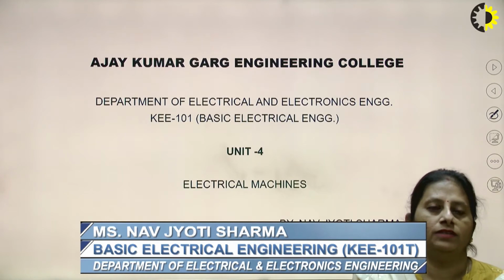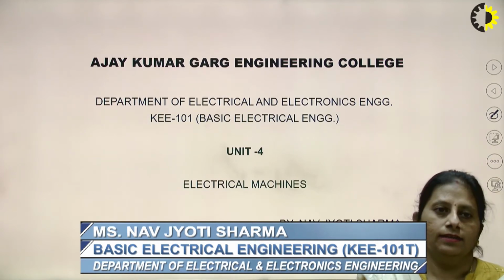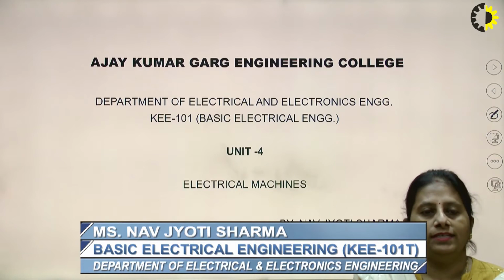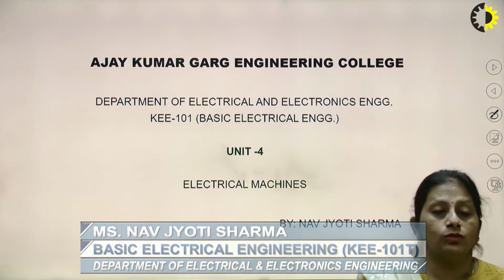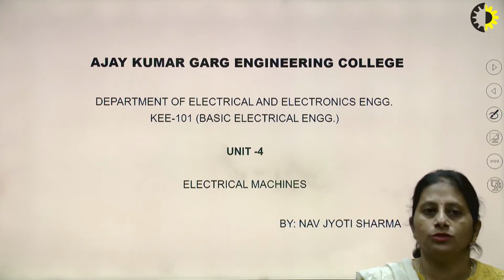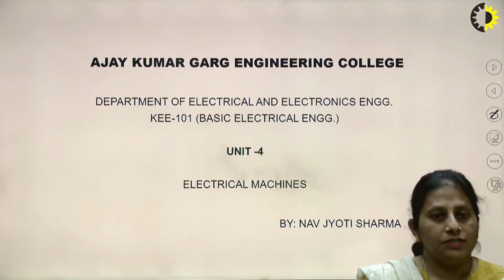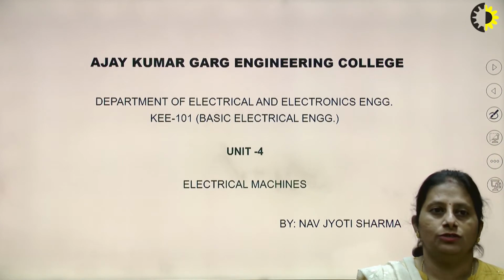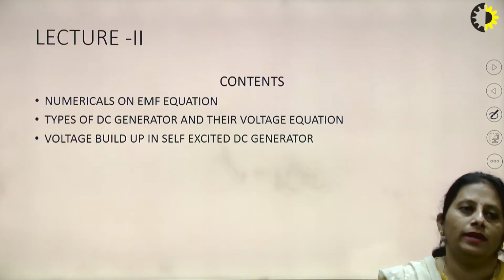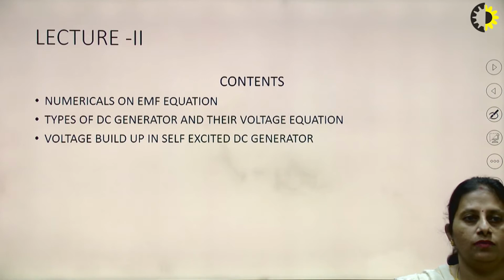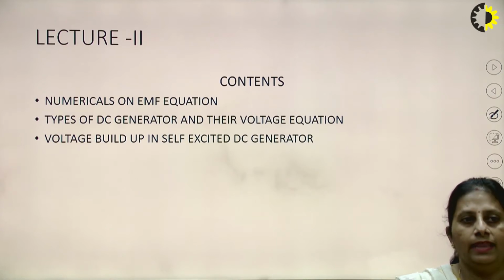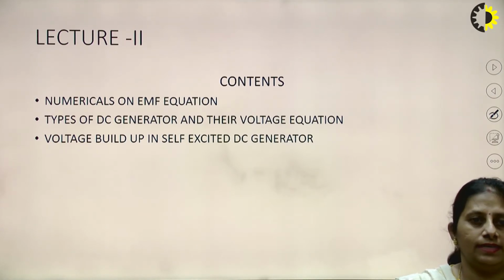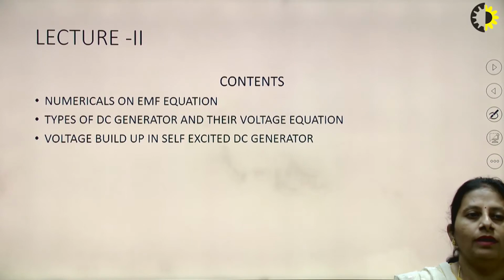In that we have discussed the construction of the DC machine, let it be a generator or a motor. Then we have also gone through the EMF equation of the DC generator. Now coming to the second lecture, the contents would be the numericals based on the EMF equation, then the types of DC generator and their voltage equations, then the voltage build up in a self-excited DC generator, right.